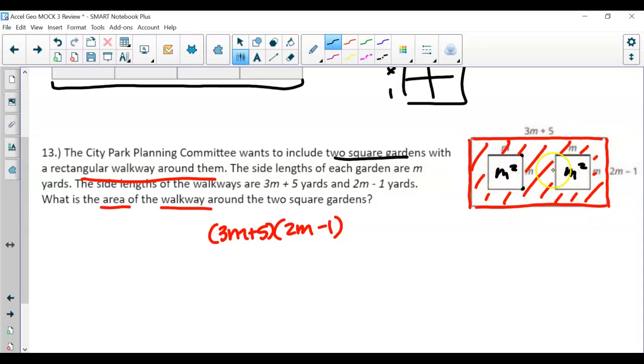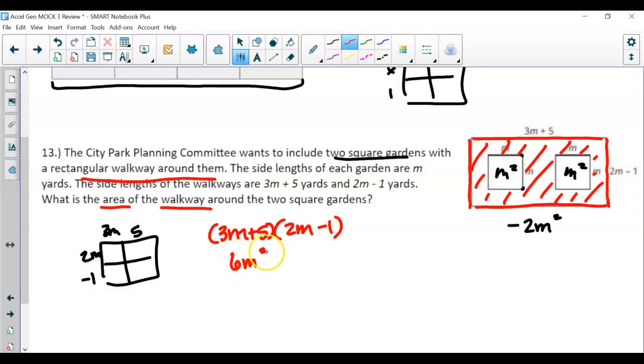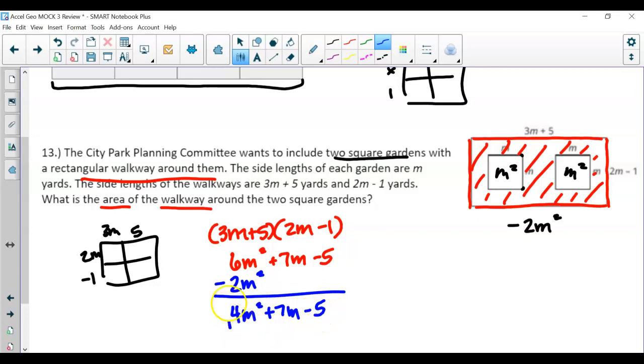out the two square gardens, which means what do we do mathematically? Subtract the 2m squared. So here you can FOIL or you can do box method, right? So again, 3m plus 5 times 2m minus 1. And here you get an area, which is 6m squared plus 7m minus 5. But remember, we then need to take out the two square gardens, which is the 2m squared. So the area of the walkway is 4m squared plus 7m minus 5.